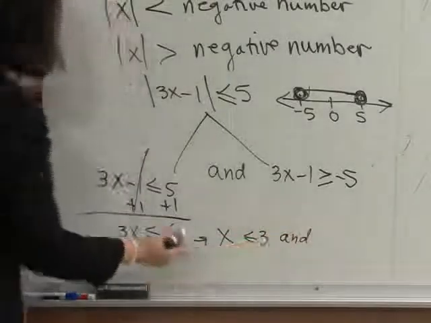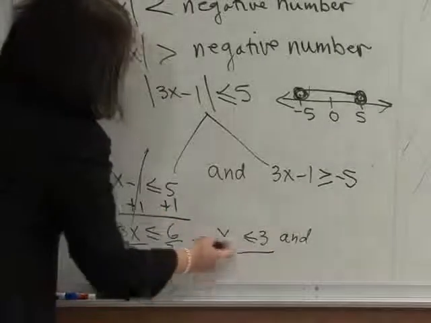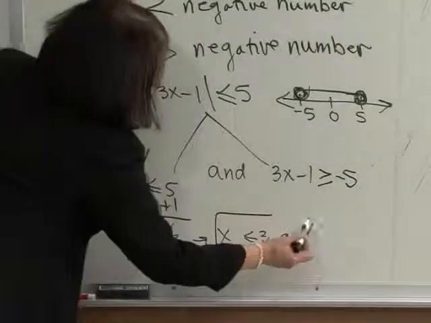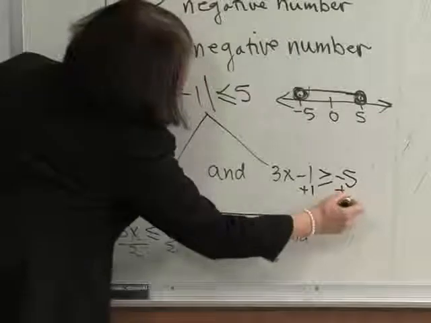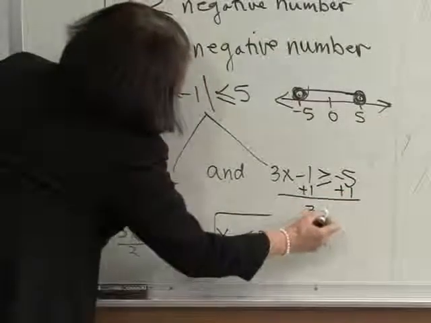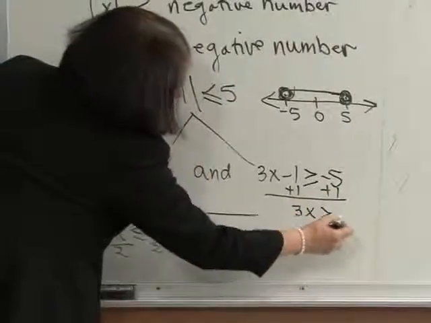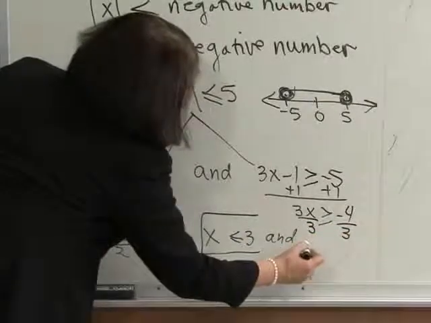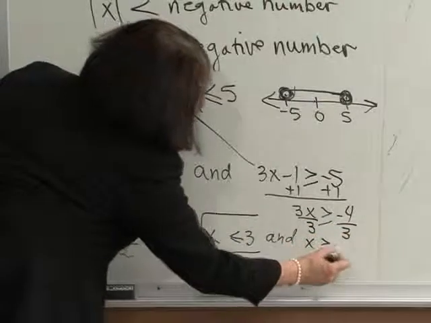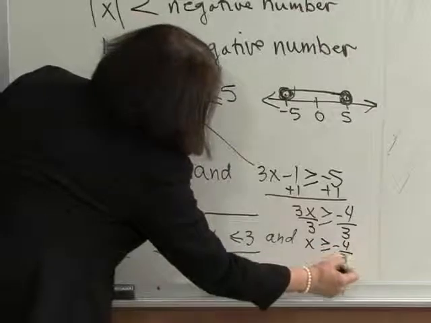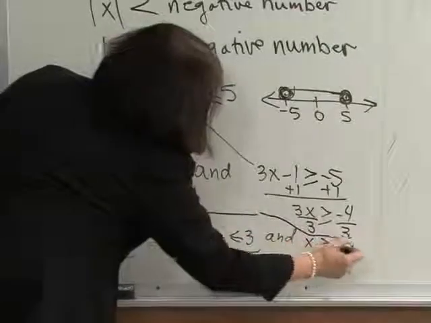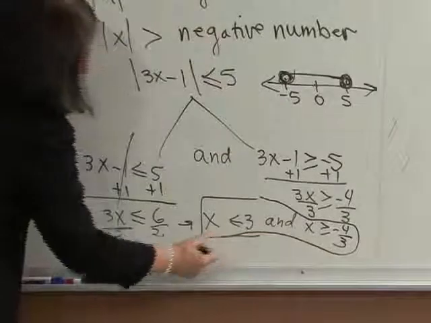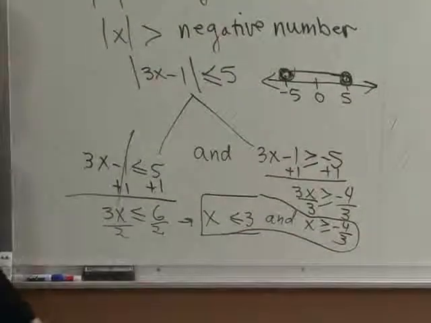And so I have that. And here I add 1 to both sides. So I got 3x is greater than or equal to negative 4. Divide by 3. So x is greater than or equal to negative 4/3. So that's the algebraic solution.